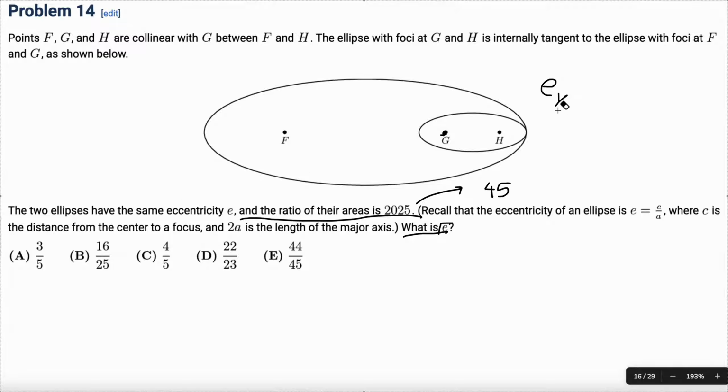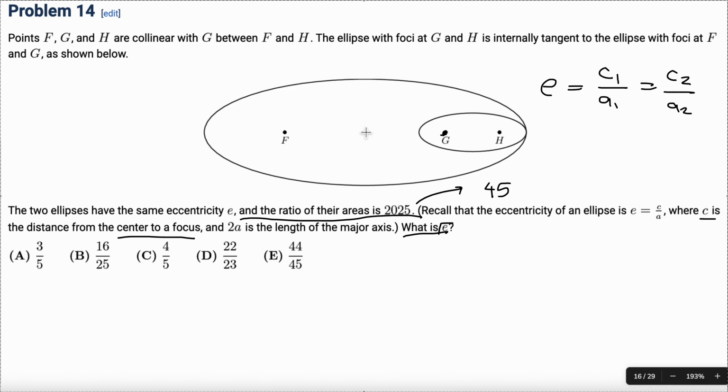That's supposed to be an eraser. But E is going to equal C1 over A1, which equals C2 over A2. And so C2 and A2 are going to be the values from here. And we know that C is the distance from the center to a focus.